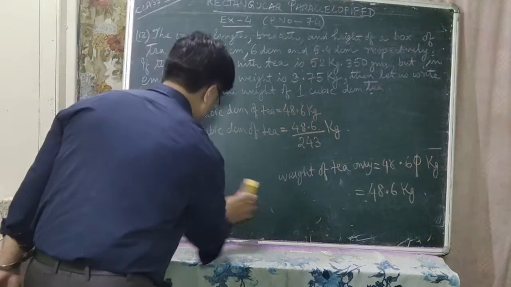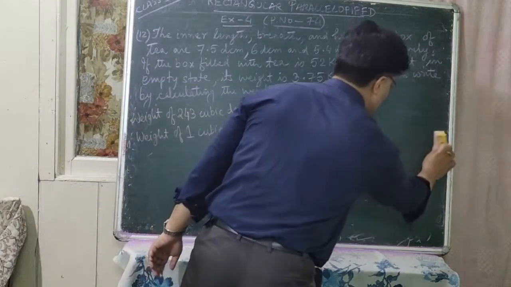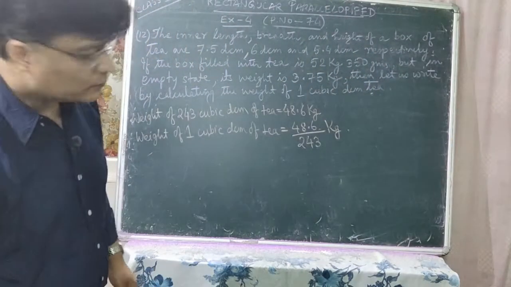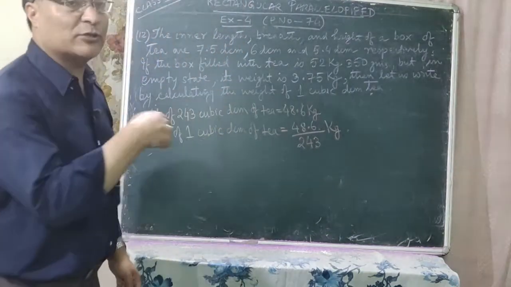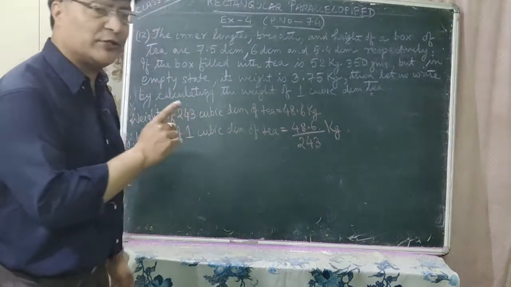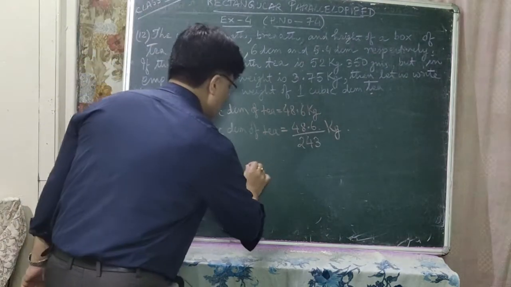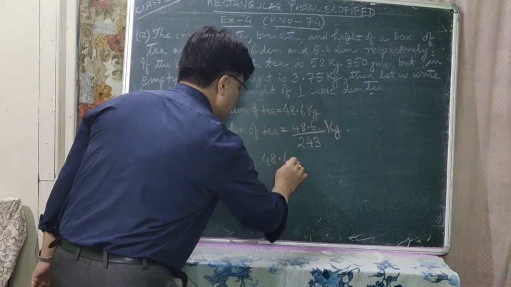Okay. So now let us simplify it. So now let us convert this kilogram into gram so that it will be easier for you to simplify it. So which is equal to 48.6.